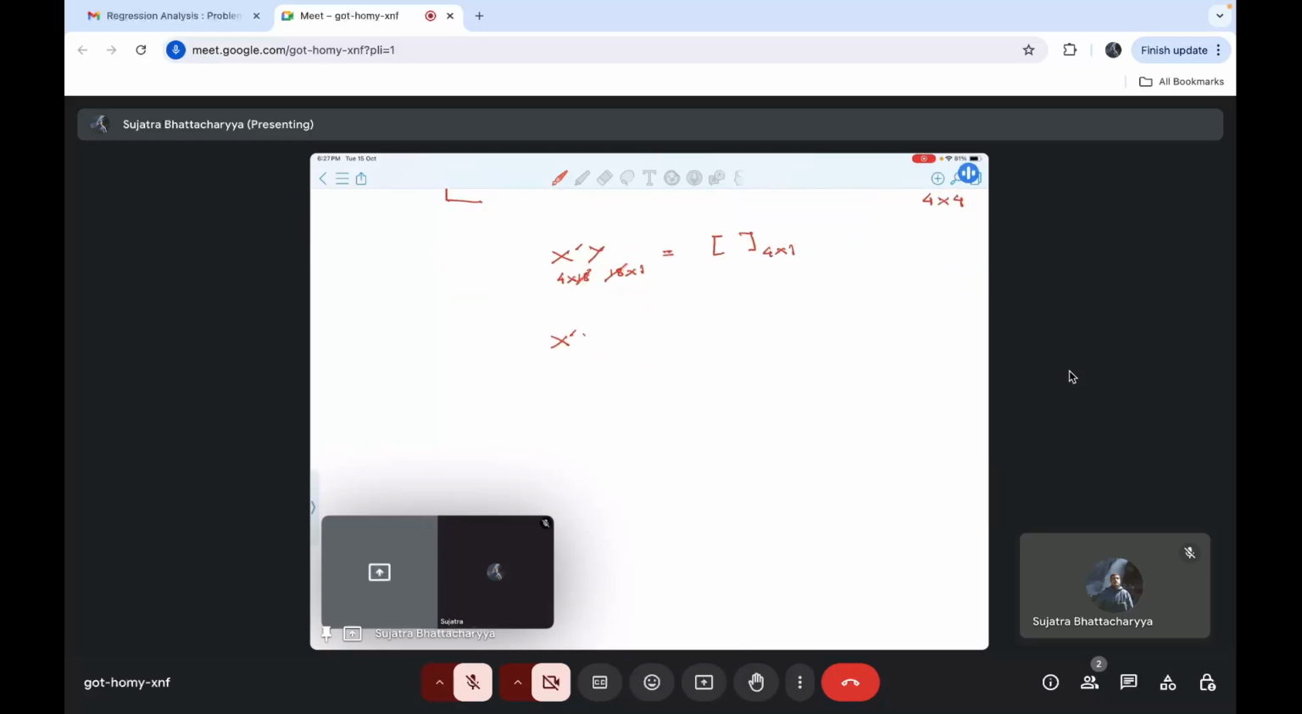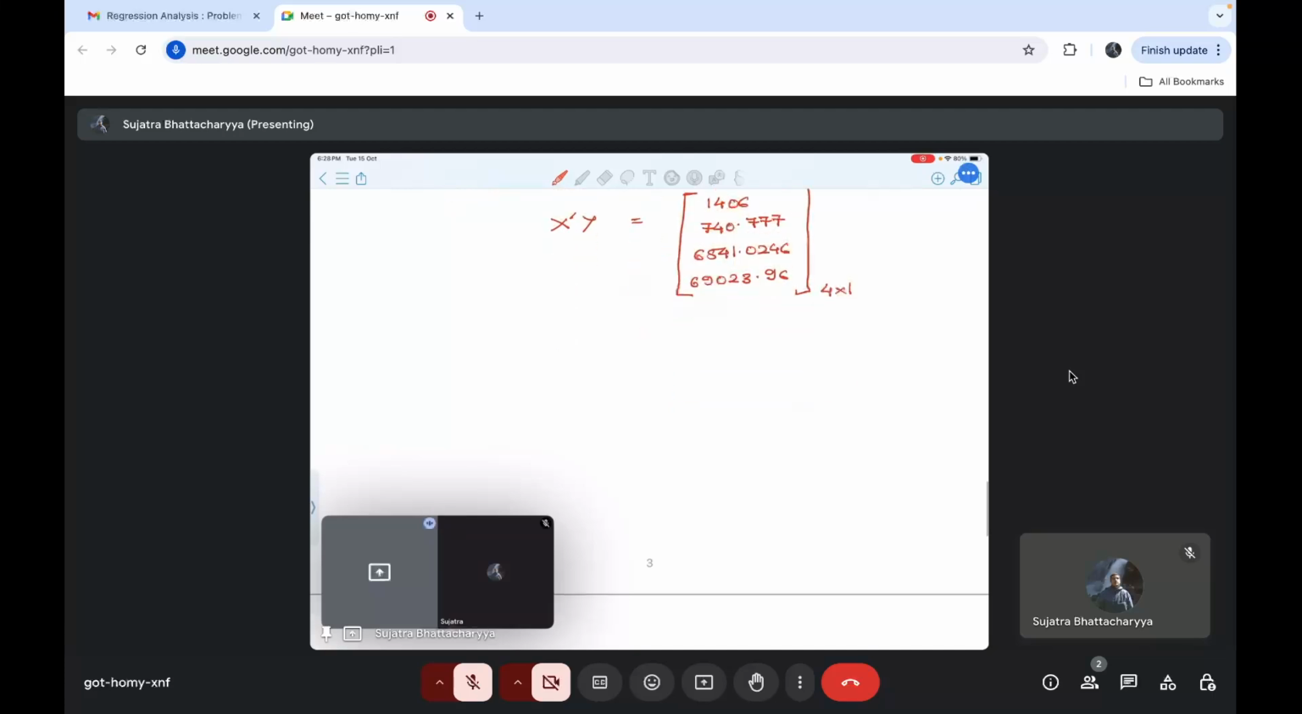So what is that 4 by 1 matrix that I will write? X prime y is nothing but this. So it will be 1406 as the first element. Second is 740.777, 6541.0246, and finally 69023.96. This is the X prime y, which is a 4 by 1 matrix.